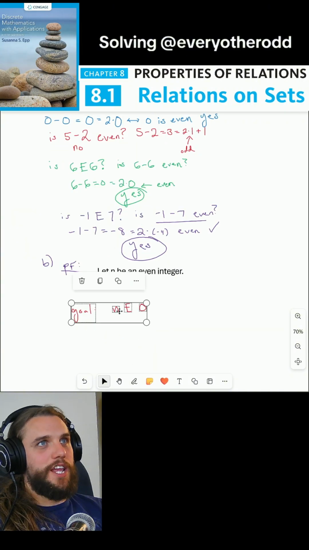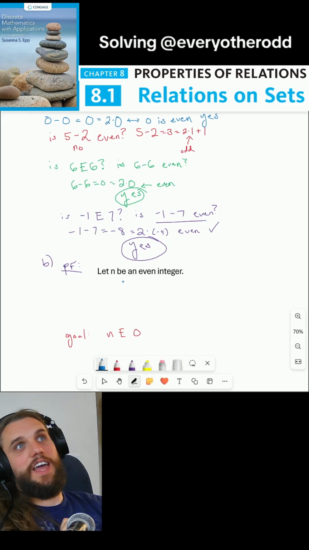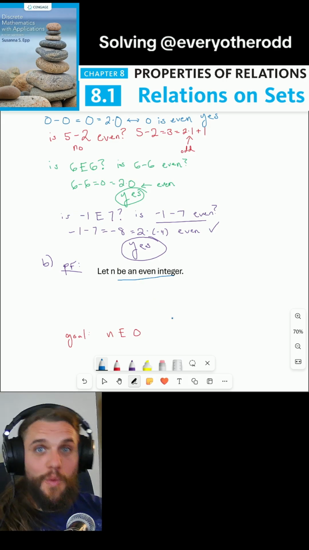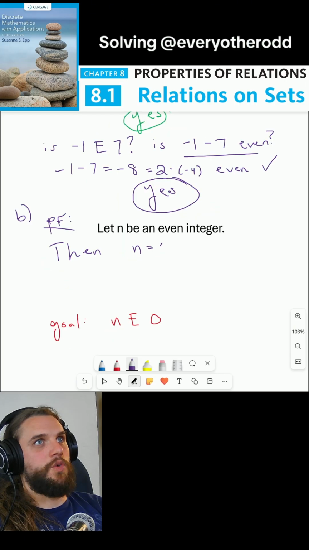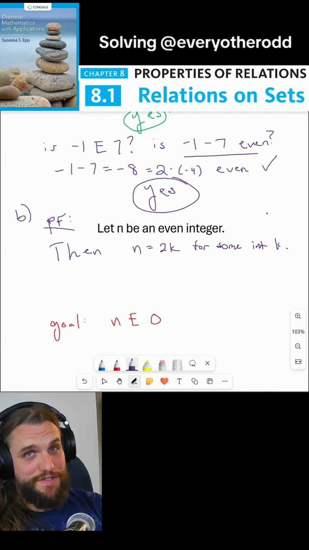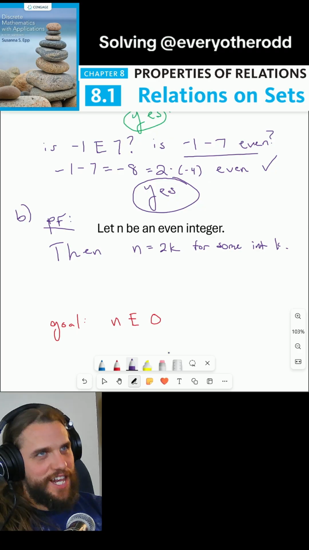Now I'm going to bring down this goal because we have to fill the gap between our assumption and the goal. Now, n is an even integer. We know what that means. We know the definition of an even integer is that n equals 2k for some integer k. That's the definition of even. We need to show that n is related to 0.